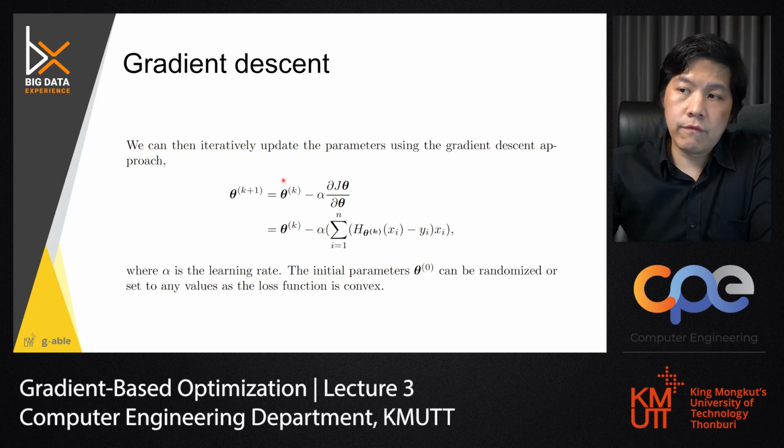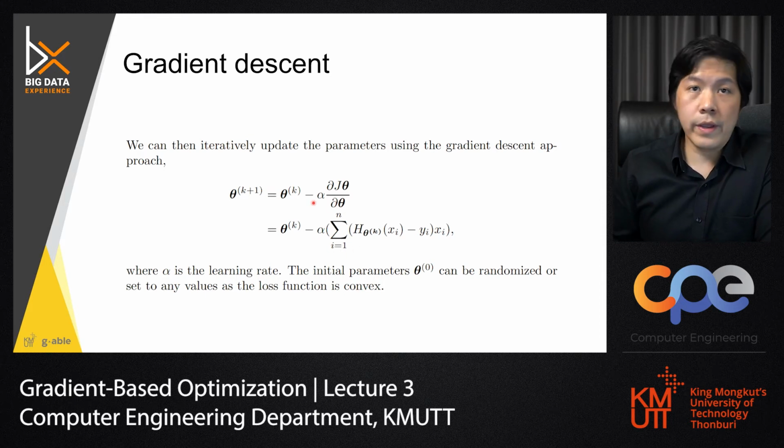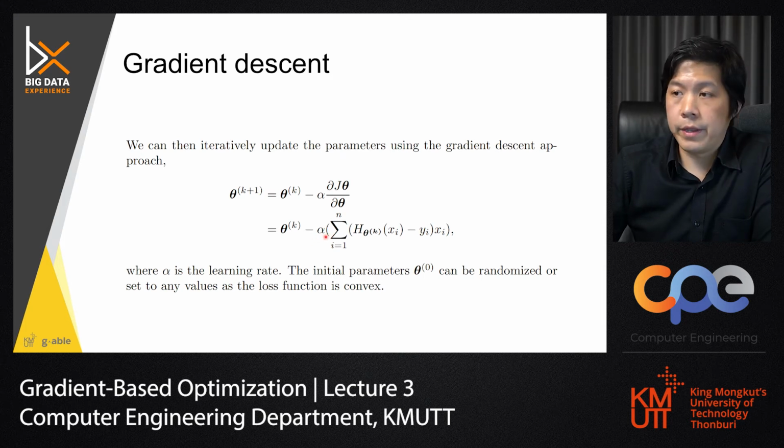Initially you need to randomly choose the value of theta. Theta 0 should be randomized or set to some value, and then you update this iteratively by subtracting alpha times the gradient of J(theta) with respect to theta, and this is the summation over all points. You might wonder, where is 1 over n? It doesn't matter. 1 over n will be absorbed by this alpha anyway.